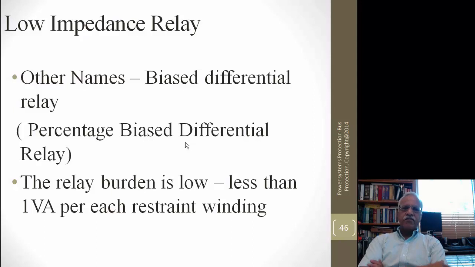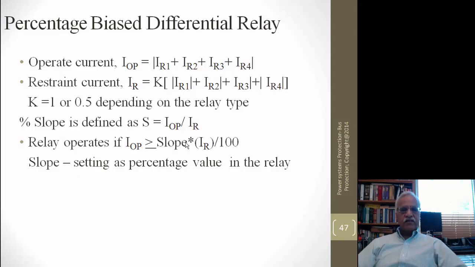The other names for this are bias differential or percentage bias differential. And the other important thing is this relay is still a low burden impedance. Like we mentioned in the earlier slides, these are just 0.04 ohms, but they do have a restraining element. So now, instead of a fixed setting, the pickup of the relay depends on the ratio of the operating to the restraining current. Operate current is the vectorial sum of all the currents coming into the relay. Restraining current is just the magnitude of all the currents added here.